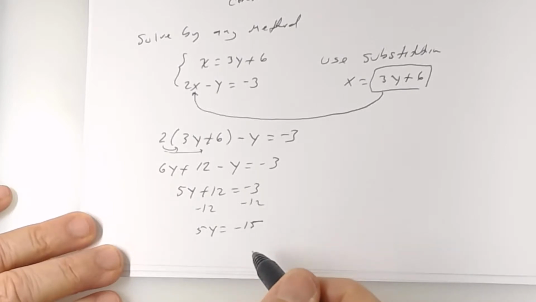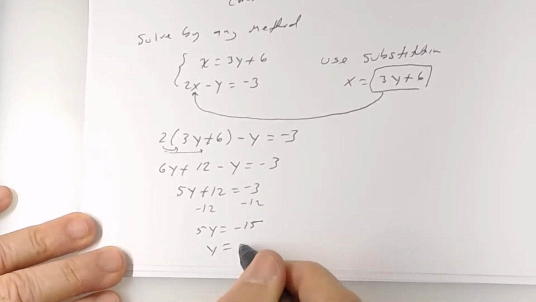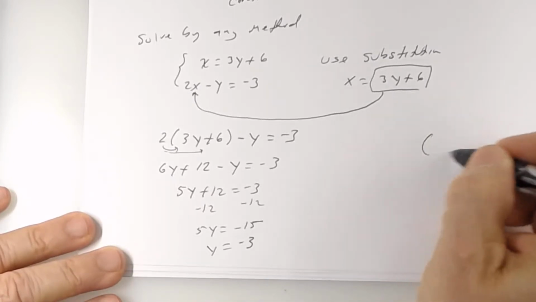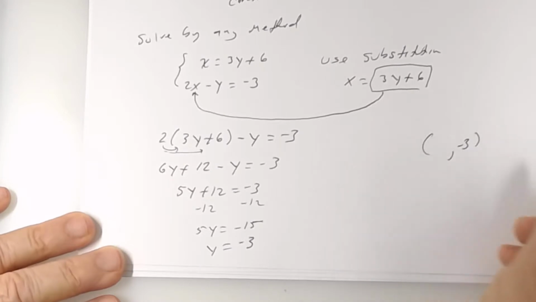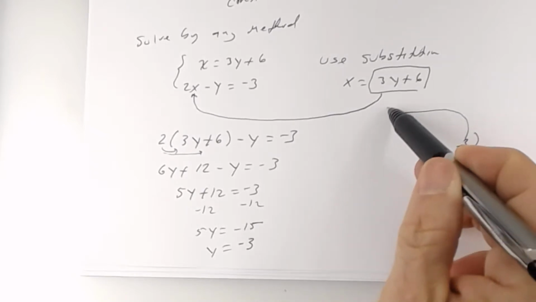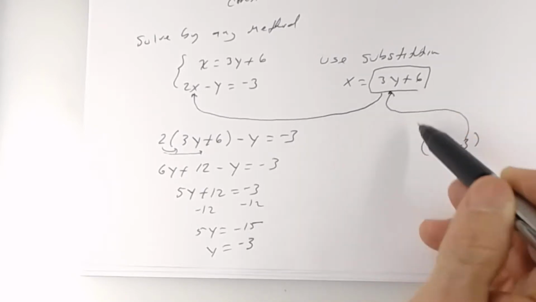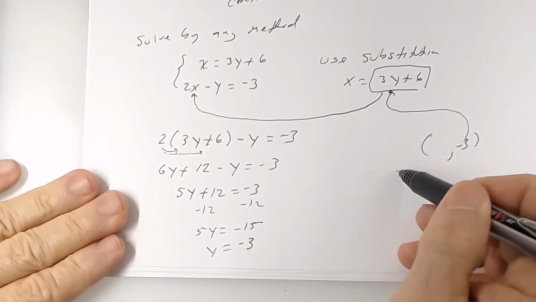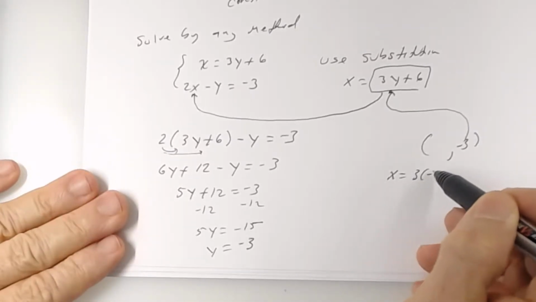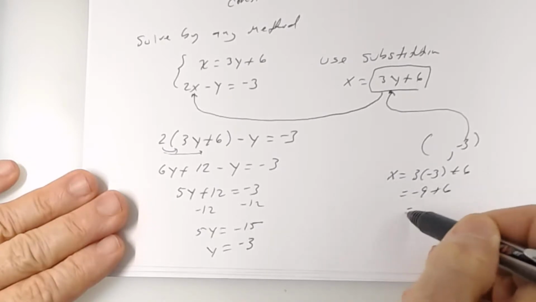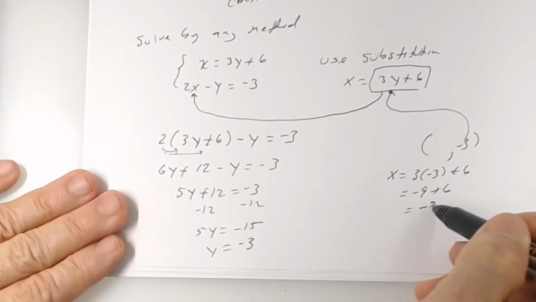Negative 3 to negative 12 is negative 15. So that makes y equal to negative 3. So that's the y coordinate of your solution. To find the x coordinate, you just go back to step 1, and where we see the variable y, you're going to plug in negative 3. So I get x equal 3 times negative 3 plus 6. So that's negative 9 plus 6, which is negative 3.